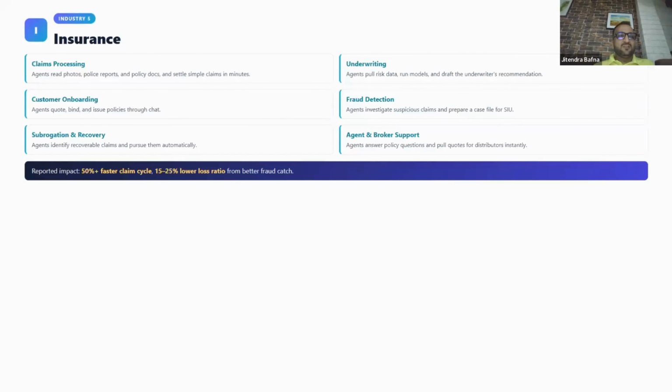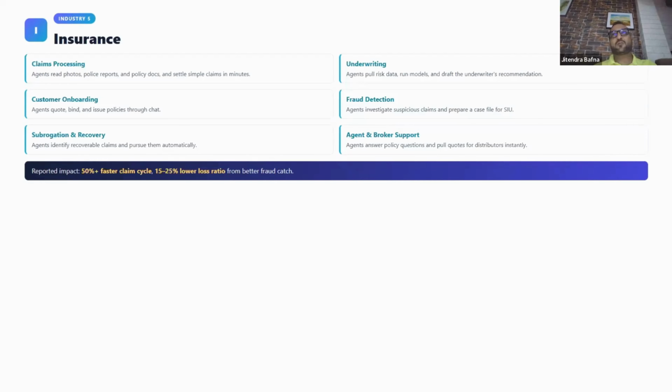It is also used in insurance, like for claim processing, customer onboarding, subrogation and recovery, underwriting. It can also be useful in fraud detection, right? It is very important. Whenever you are doing some kind of insurance, you have to ensure that it's not a fraud. It can detect, or it can investigate some kind of suspicious claim and prepare a case file for the SIU, right?